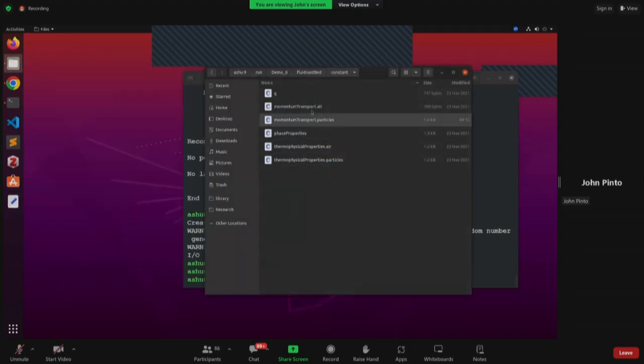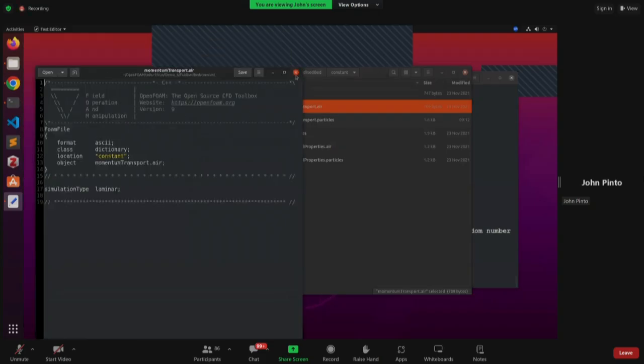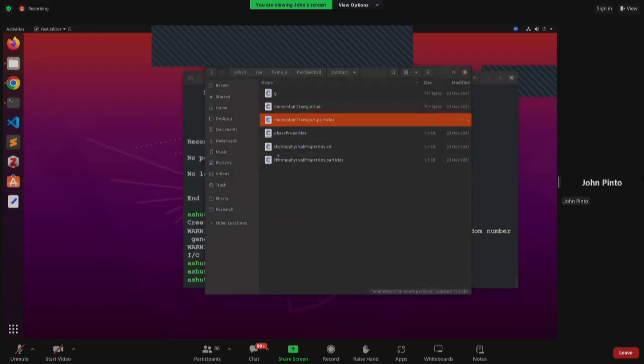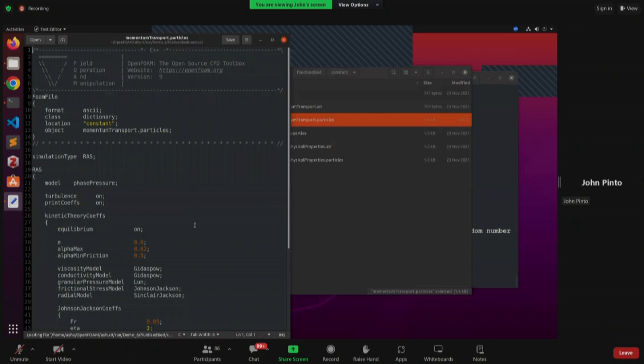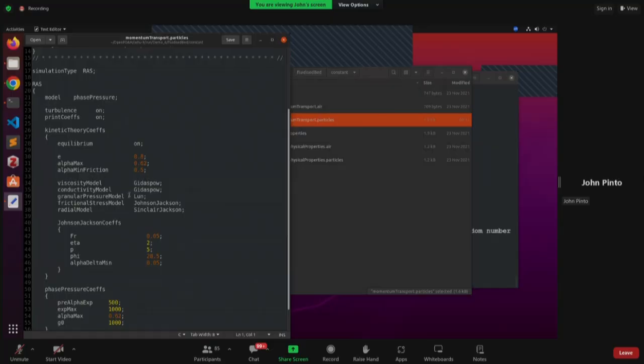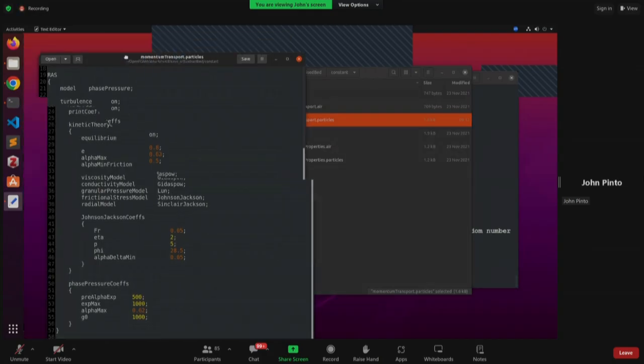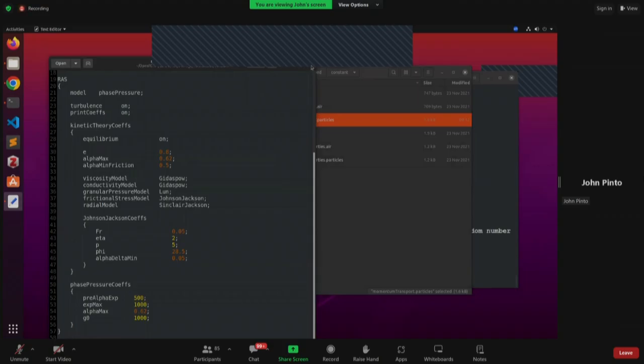Now, we also have something called momentum transport. For air, we are considering the simulation to be laminar. But if you see the momentum transport file for the particles, their properties are calculated based on something called the kinetic theory of granular flow. So based on the kinetic theory of granular flow, these properties are calculated based on all these models that are available, like the Gidaspow model. You can have a look at them and see how it is being calculated.